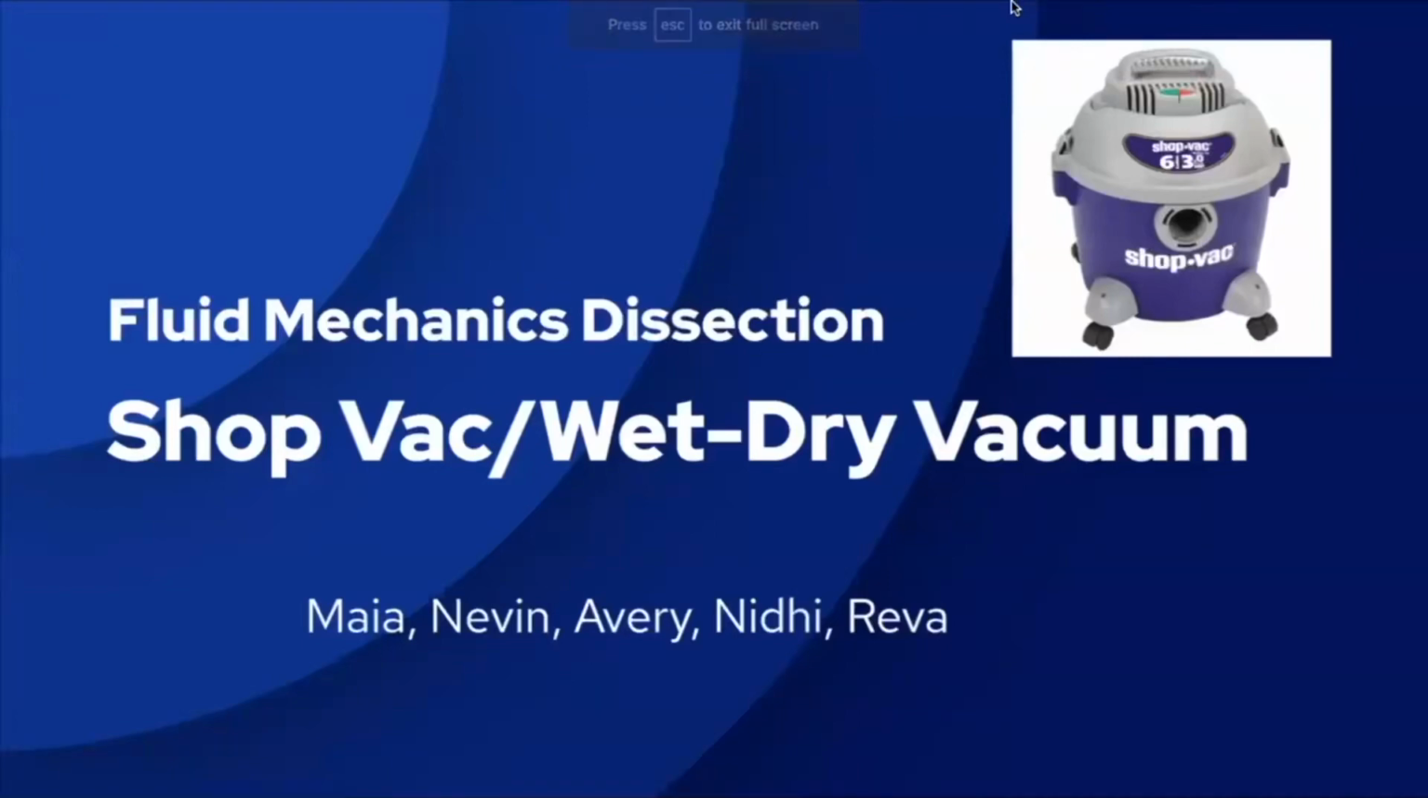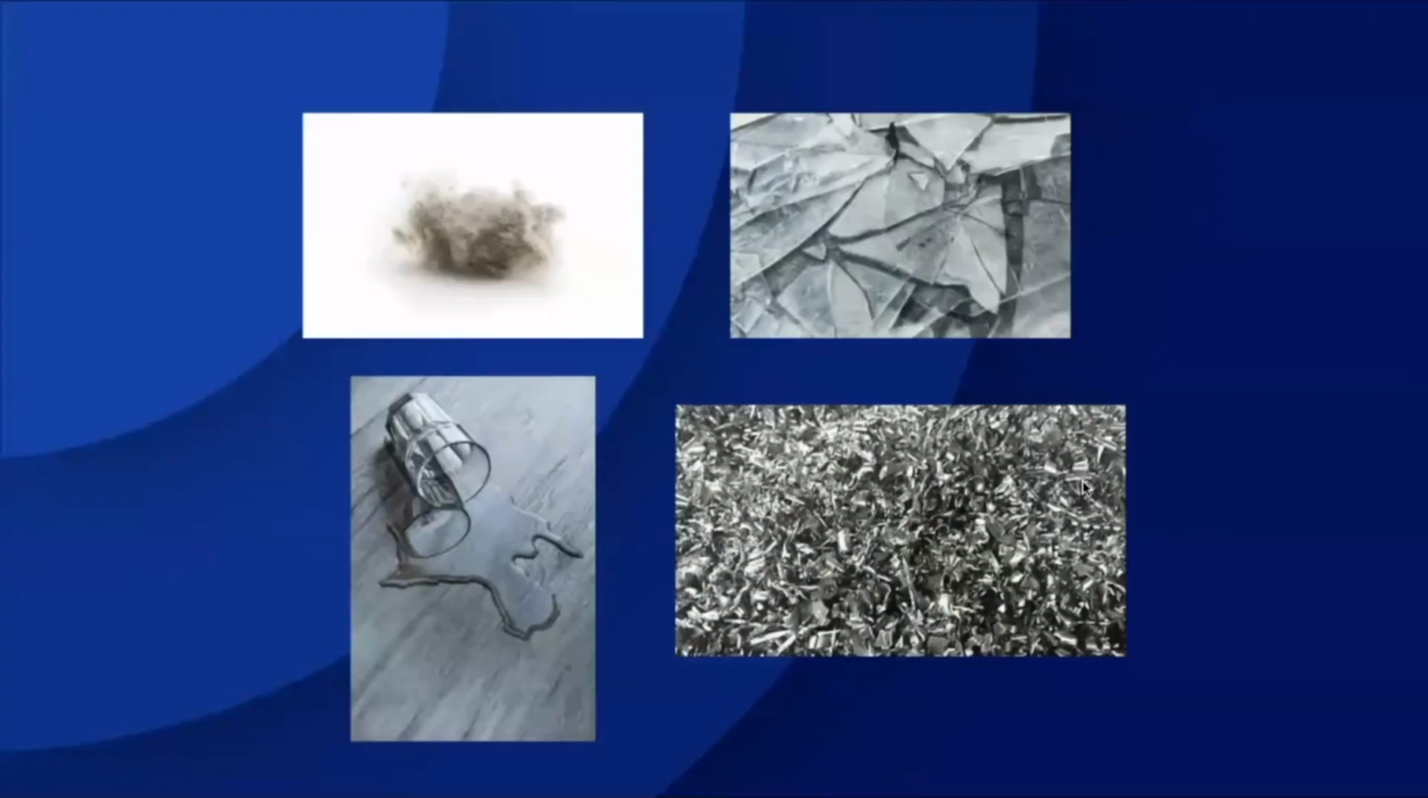Welcome to Team Ninja's Fluid Mechanical Dissection project. In this video, we will be analyzing the fluid mechanics of a wet-dry vacuum, most commonly known as a shop vac. Shop vacs are useful because of their strong suction and ability to vacuum up a large variety of materials, such as glass, metal shavings, water, dust. The specific shop vac that we used was the shop vac 6-gallon with 3.0 peak horsepower.